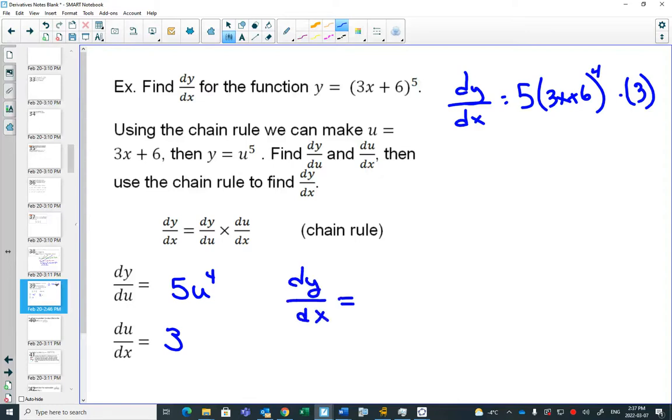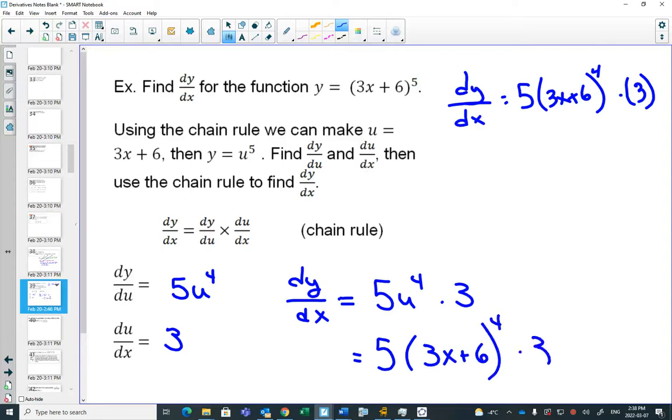dy/dx, the derivative, is equal to dy/du, 5u to the 4, multiplied by du/dx, which is 3. And once you've plugged everything into the formula, you can now substitute back what u was equal to. u was equal to 3x plus 6. And so this is how Leibniz's notation works for the formula.